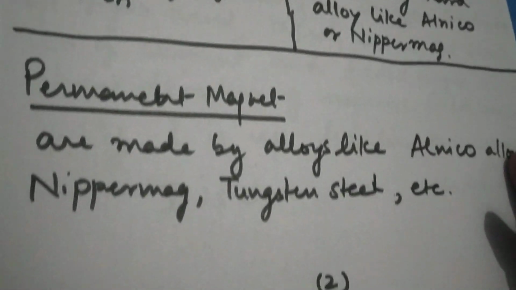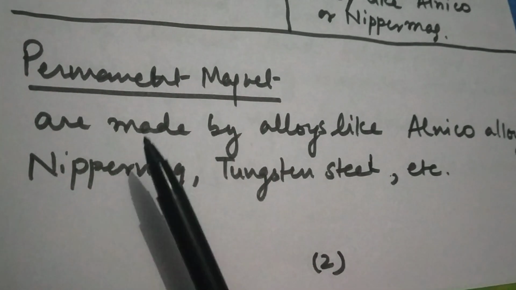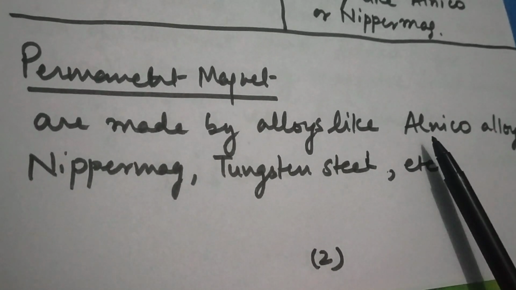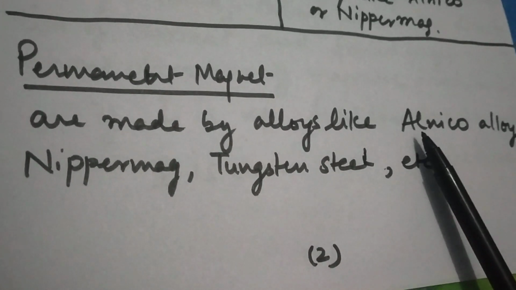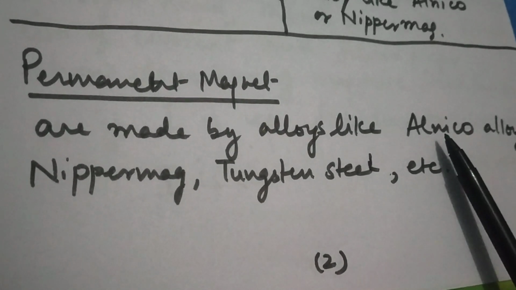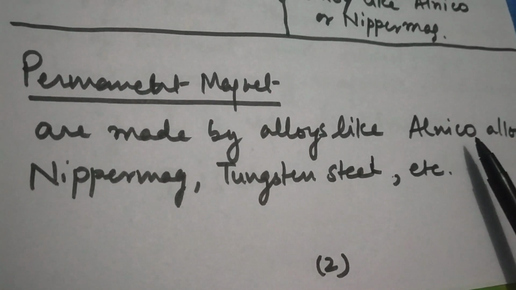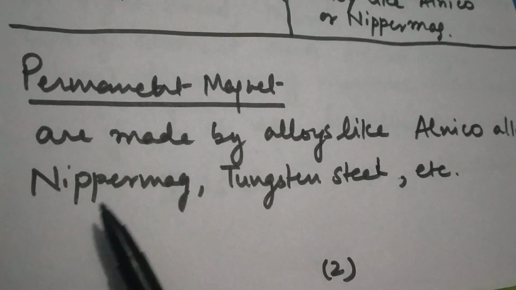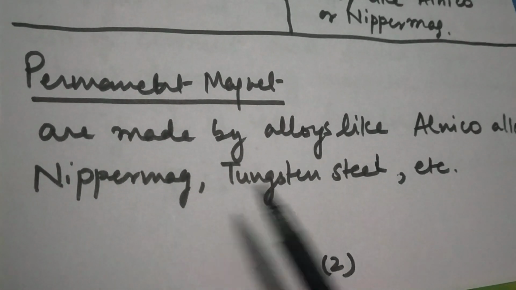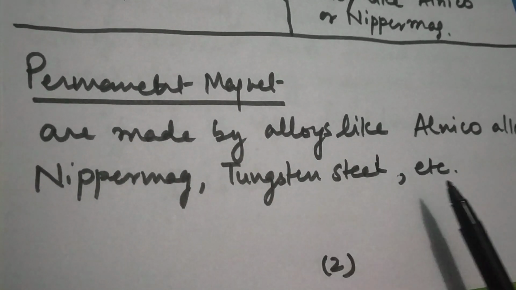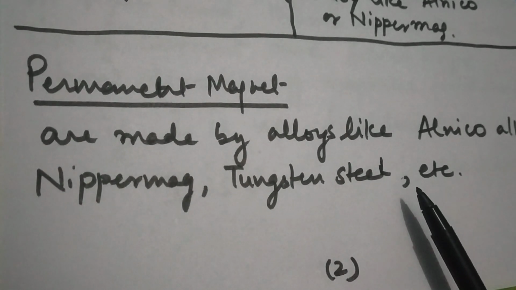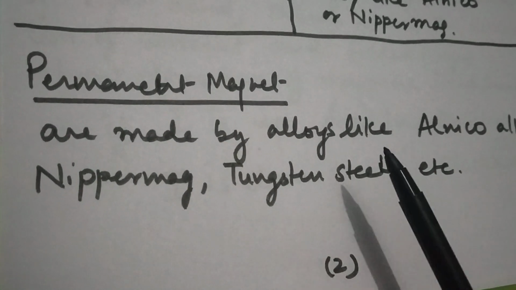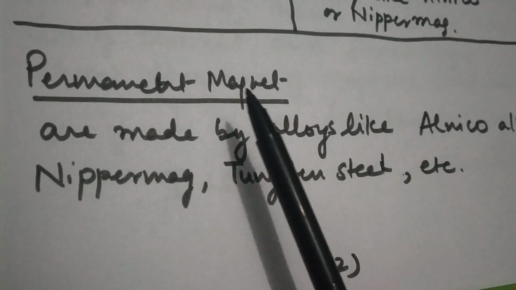There are some compositions of the permanent magnet. Normally they are made up of the alloy called alnico. Already I have told you in the last lecture, Al stands for aluminium, Ni stands for nickel, Co stands for cobalt. So it is an alloy of aluminium, nickel and cobalt with some amount of iron. Similarly, nippermag can be used, carbon steel can be used, tungsten steel can be used, and steel is an alloy itself. So that is normally used for making the permanent magnet.